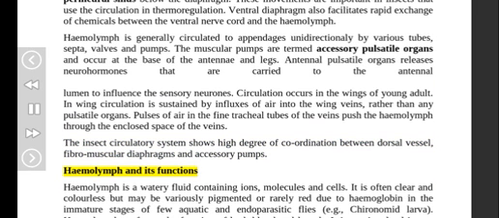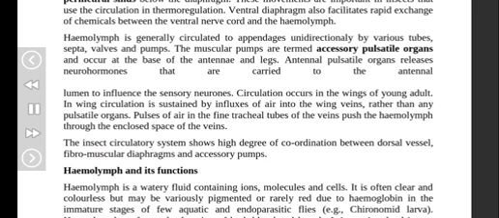Hemolymph and its functions. Hemolymph is a watery fluid containing ions, molecules and cells. It is often clear and colorless but may be variously pigmented, or rarely red due to hemoglobin in the immature stages of few aquatic and endoparasitic flies, e.g., chironomid larvae. Hemolymph performs the function of both blood and lymph. It is not involved in the gas transporting function, respiration.